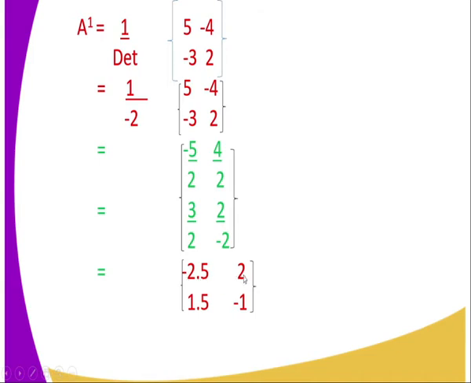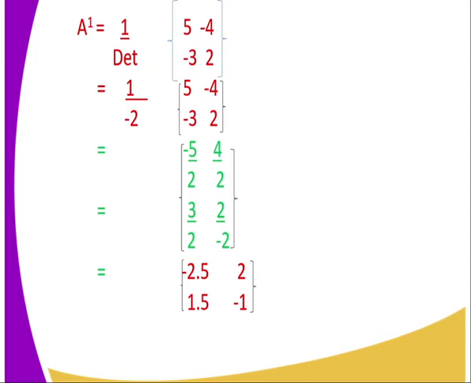After simplifying, you will get negative 2.5, and the other one becomes 2 in the first row. In the second row, you will get 3 over 2, which is 1.5, and 2 divided by negative 2 gives negative 1. Therefore, our answer, the inverse of A, becomes negative 2.5, 2 in the first row, and positive 1.5, negative 1 in the second row. You can see that this inverse of A is of order 2 by 2.